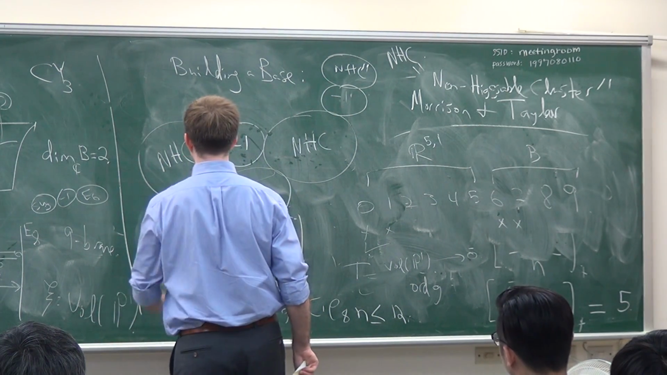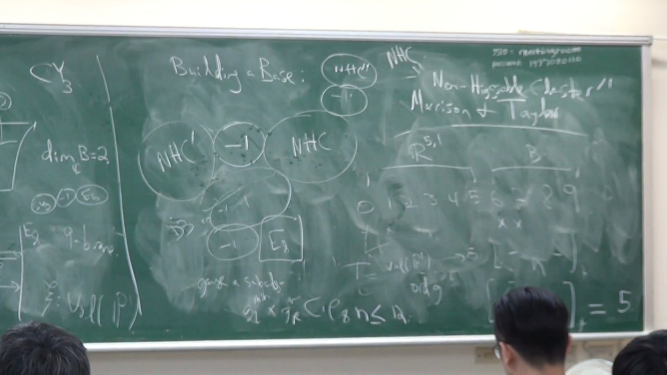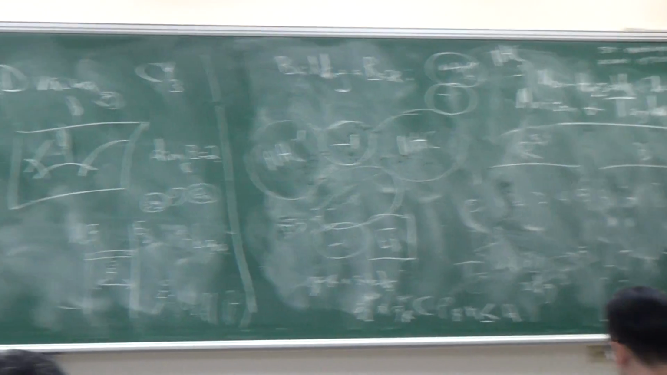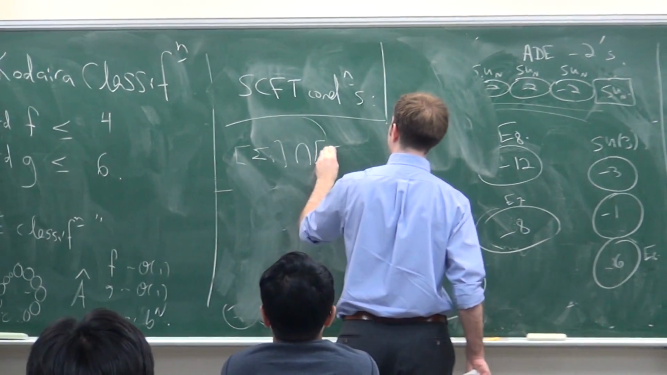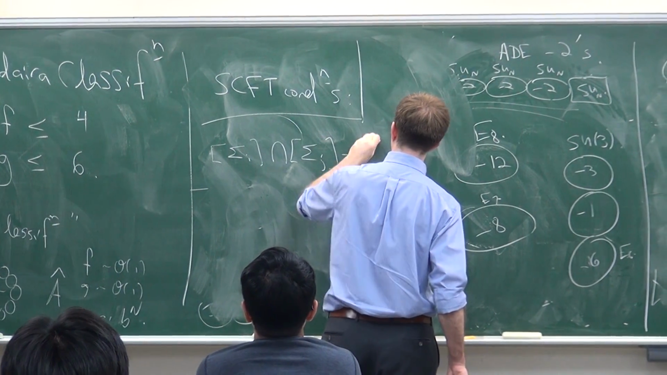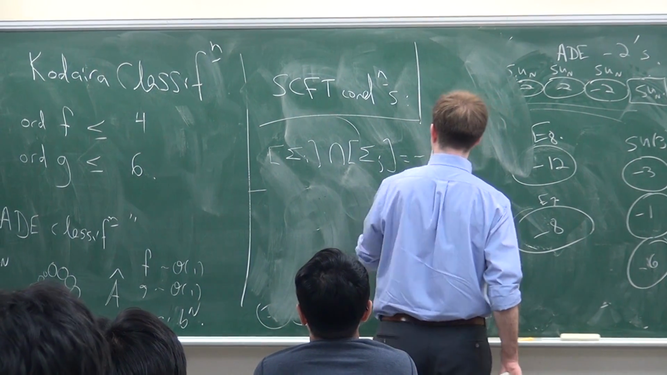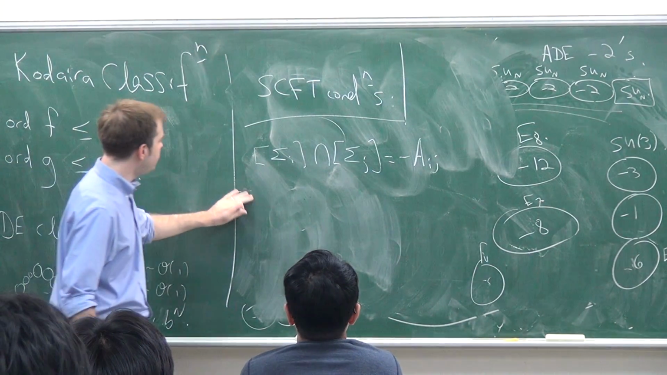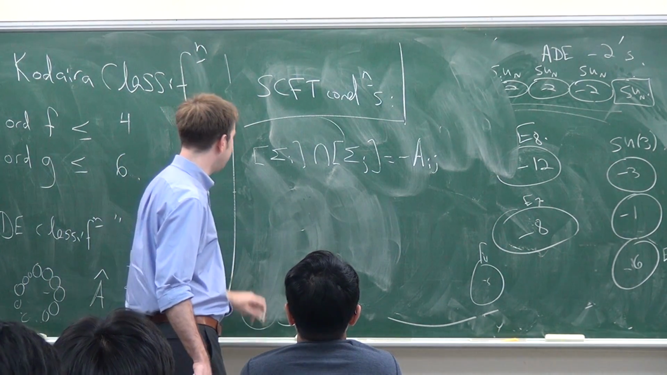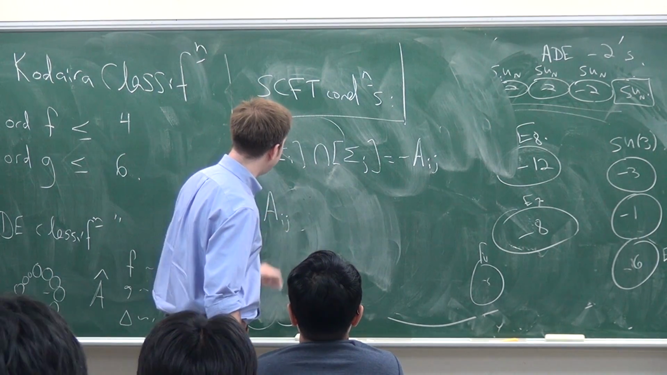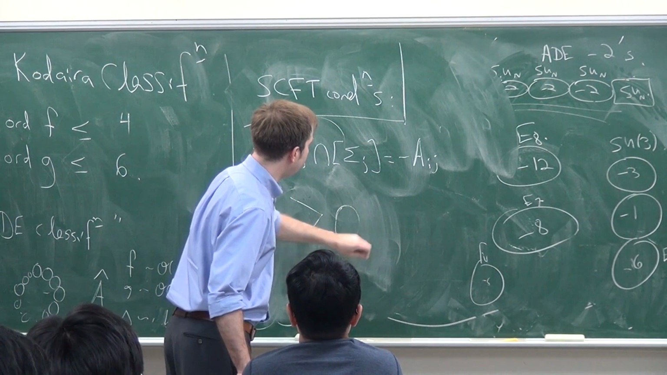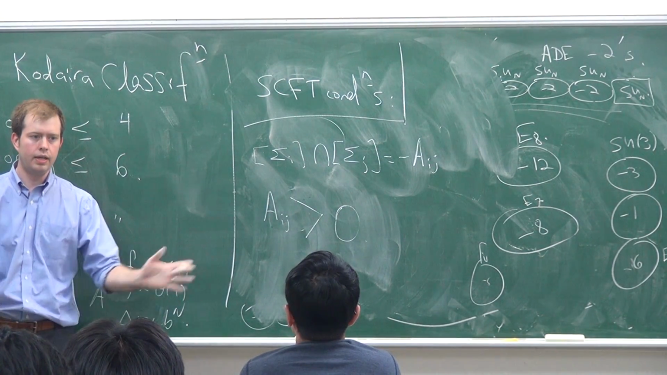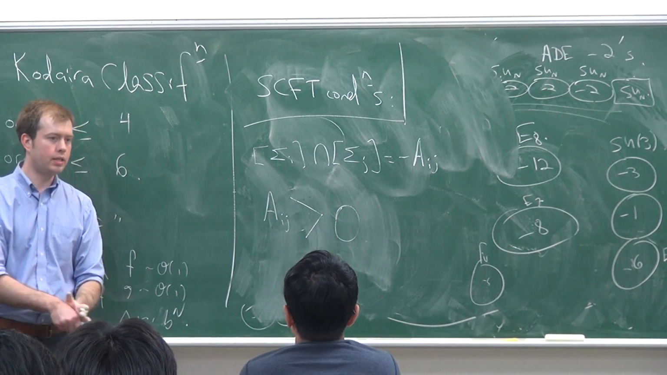So if I give you a bunch of these curves, let's say that the homology class for these is sigma i. And let's consider the following matrix. So this is minus the intersection pairing for that thing. To make an SCFT, what you have to demand is that this Aij is positive definite. This is the condition that in the moduli space of the Calabi-Yau, you can collapse everything to zero size simultaneously.